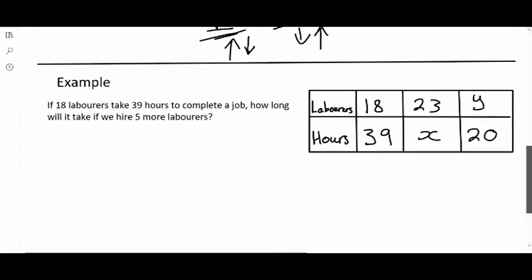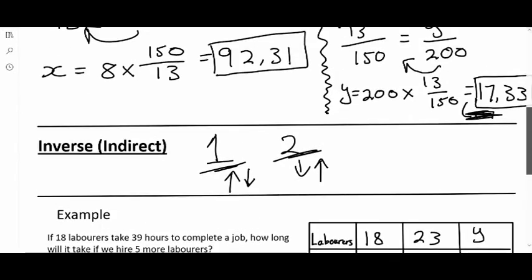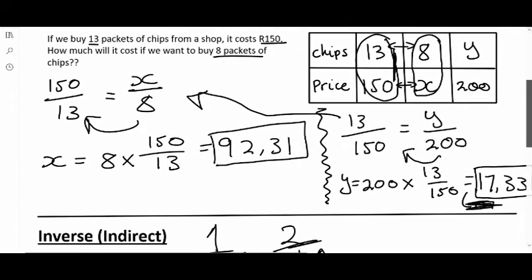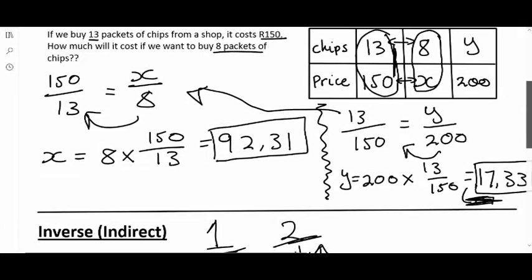In other words, you have to think about it logically. If we buy chips, the more chips you buy, the more it'll cost, unless you are doing some shady stuff. But the less chips you buy, the less it'll cost. So obviously that's a direct proportion question.